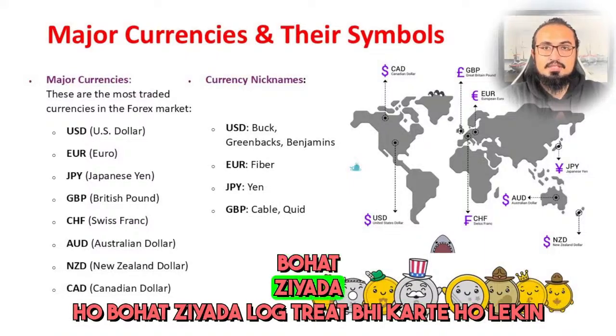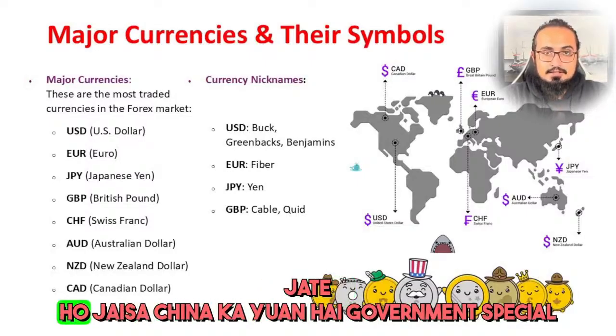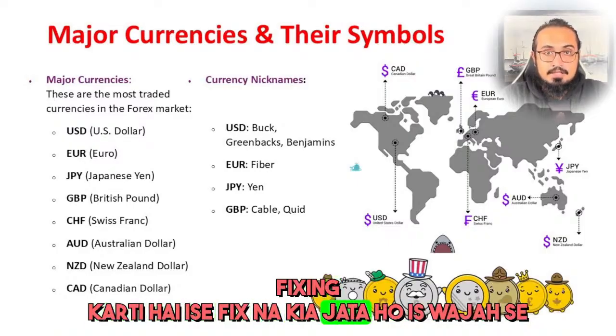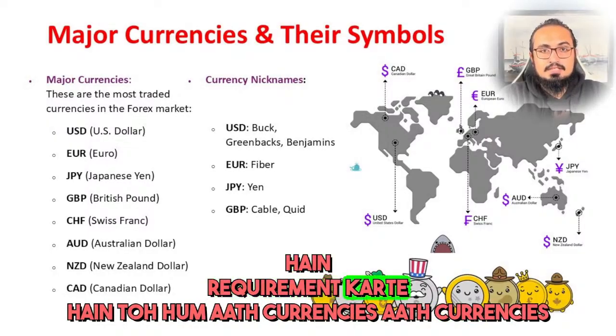Currencies that have a lot of liquidity. Many people trade them, but the market also moves and their rates are not fixed, like China's yuan, where the government does special fixing. It should not be fixed. Due to this, when we look at all the conditions related to trading and eliminate them, we get 8 currencies.